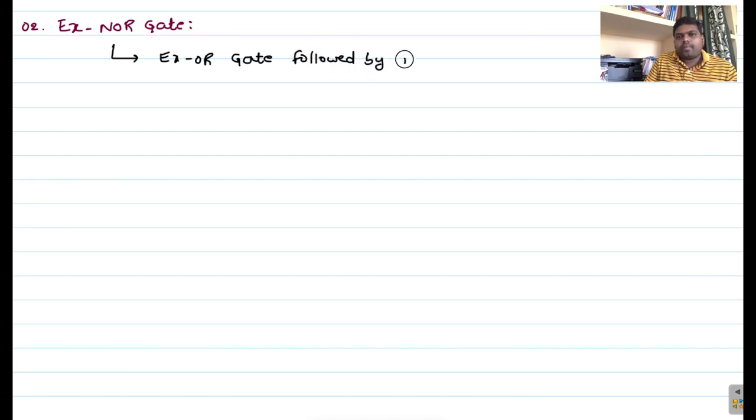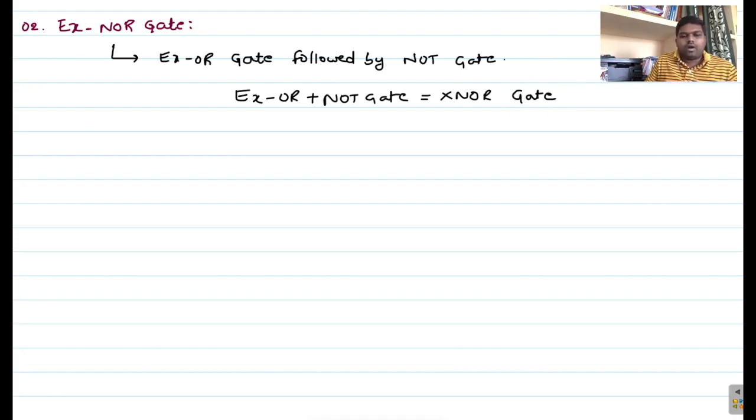Okay, hi everyone. So our next topic is XNOR gate. XNOR means XOR gate followed by NOT gate. Otherwise, XOR plus NOT gate is equal to XNOR gate. So we have alternate names.